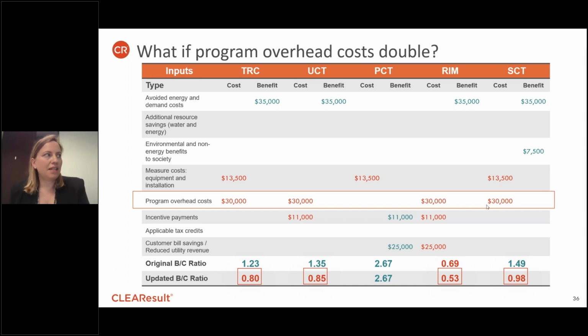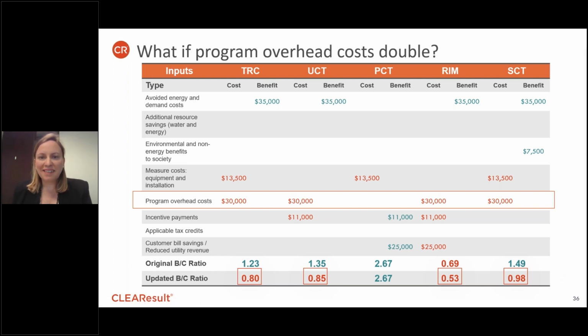So when you do that, you'll see that the program overhead costs is a factor in the TRC, the UCT, the RIM test, and the societal cost test. And across the board, when we double that program overhead cost, it's going to have a negative impact on all of our benefit cost ratios for those 4 cost tests. And what we'll see is, as much as we might love to use this opportunity as a really great outreach to our customers, it's going to push our cost effectiveness below that 1.0 cutoff. And maybe now it's starting to look like, under that design, it's not as cost effective an opportunity to offer to your customers.